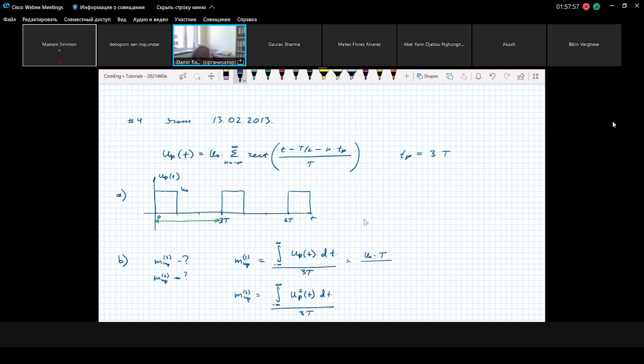As a result, we have U0 times T divided by 3T, which gives us that the mean value will be U0 divided by 3. And for the second part, we calculate the squared value, and it will be U0 squared times duration capital T. And again, we divide by the duration of one period, 3T. As a result, the second moment will be U0 squared divided by 3. So this is how it looks like.